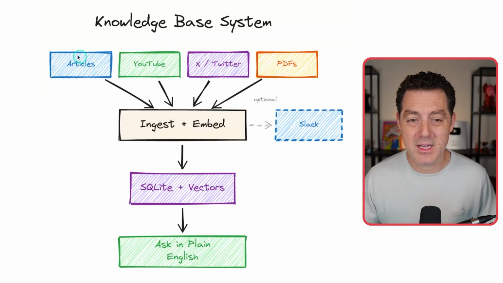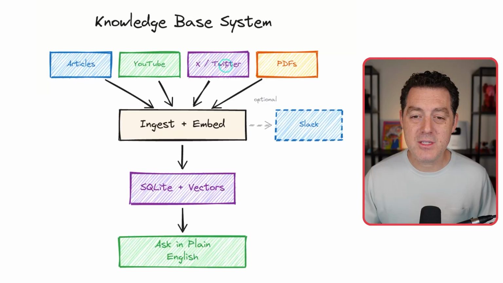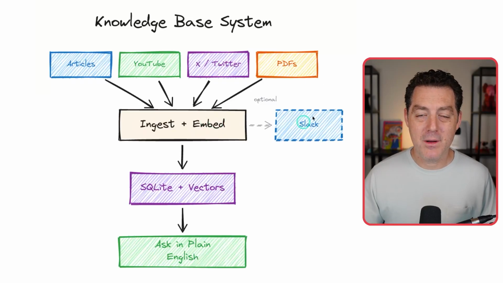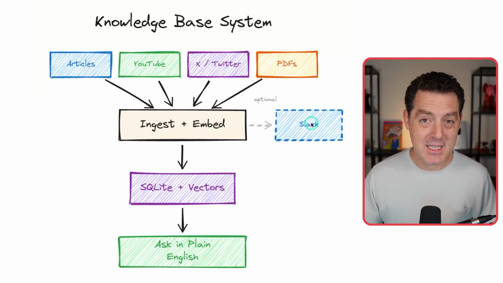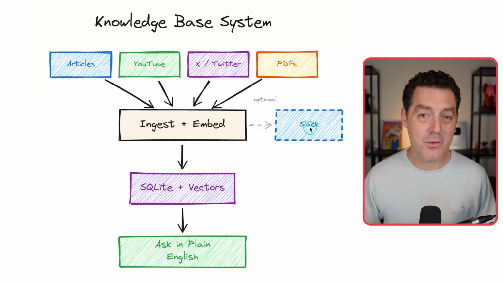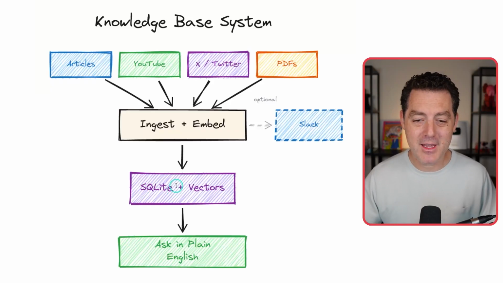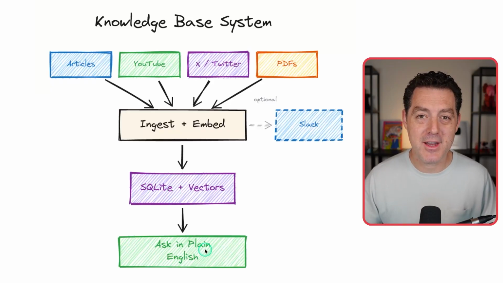Here's what that system looks like. Articles, YouTube videos, X Twitter posts, PDFs, basically anything. I drop it into Telegram. It ingests it and embeds it in vector format. I also have it share with my team. I'll show you all of this in a moment, because if it's an article that I think is worth reading, I want them to read it as well. Again, it vectorizes it. It puts it all locally on that MacBook that I have right here, and then I can ask questions about it in plain English.